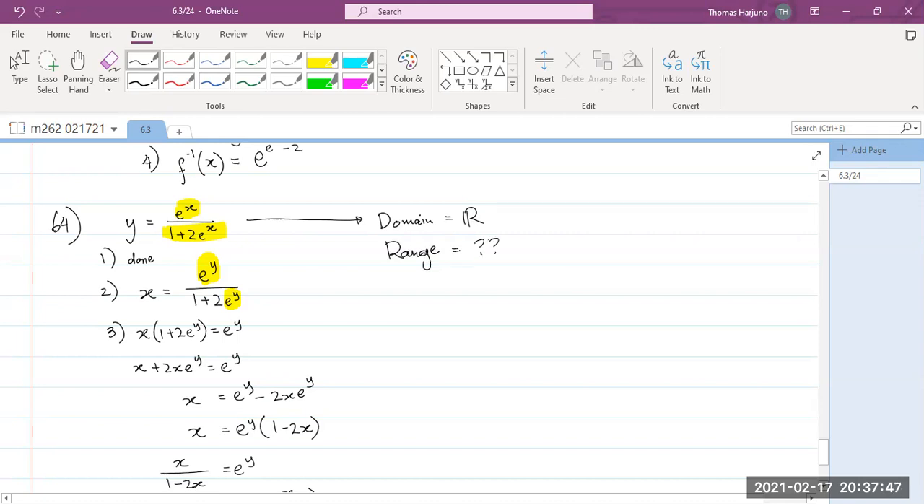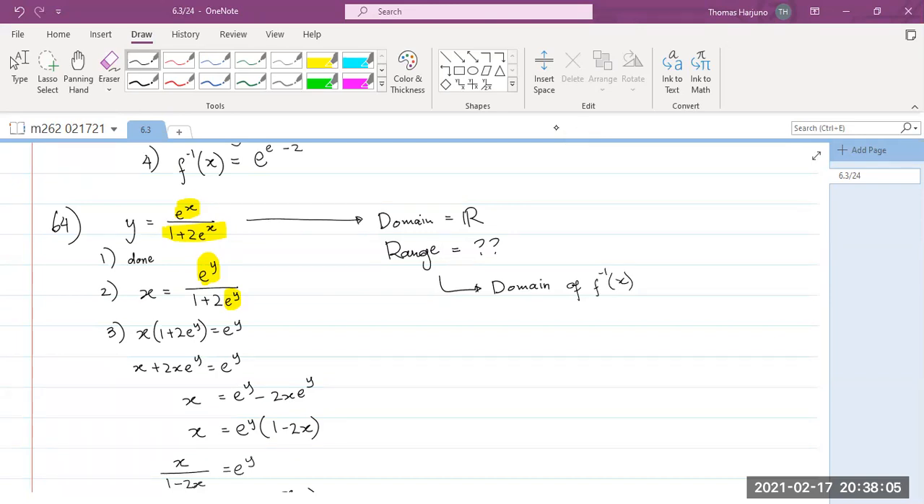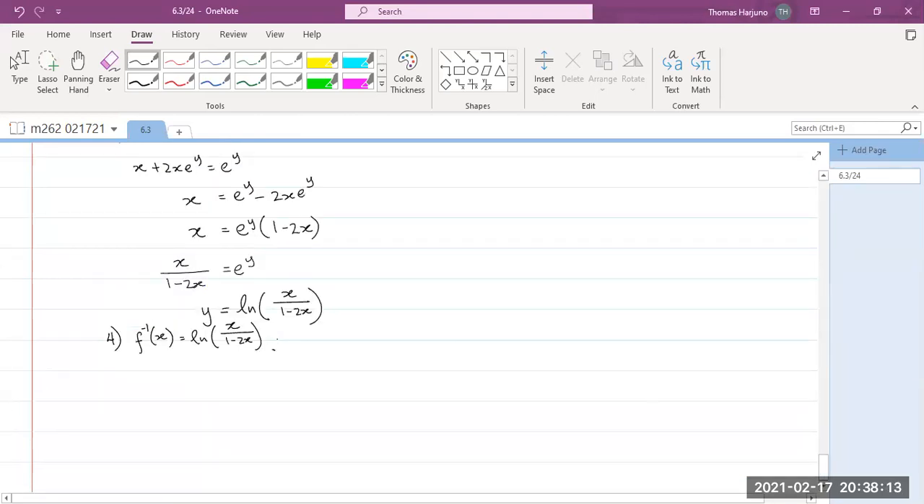Now, to answer the range of this function, take a look at the domain of the inverse. Okay, yes, that's right, domain of the inverse. Oh, I'm happy you remember that. It must be from Thomas' class. Now then, how do we find the domain of the inverse? Look at the inverse function. Under what situation will this be okay?